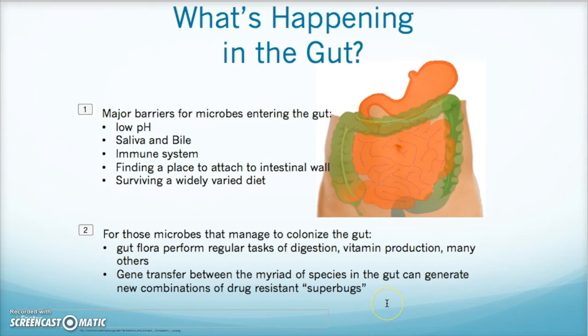Also, the gut is a location where we can have a transfer of genetic material between species, meaning that you may have some bacteria that are drug resistant. They can pass that gene or genetic material onto other microbes, even if they're not the same species. This is going to be important to know when we start looking at drug resistant microbes or superbugs.